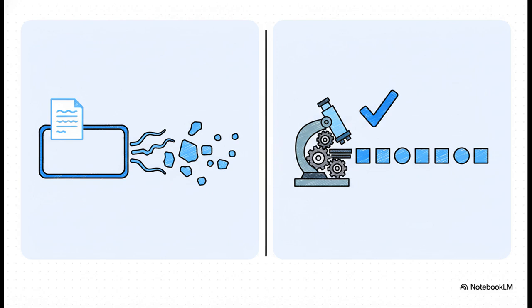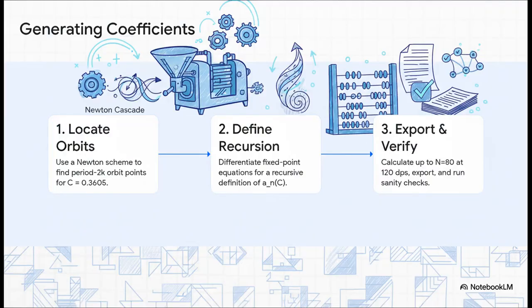So, first order of business for paper 24, get the real coefficients and rule out contaminated data once and for all. And they were not messing around. Paper 24 goes into detail on how they built a whole new generator just for this. It uses a Newton cascade to nail down the orbit points, then differentiates the fixed point equations to get the coefficients recursively. And get this, they calculated everything out to n equals 80 with a staggering 120 digits of precision. This data was pristine, unimpeachable.